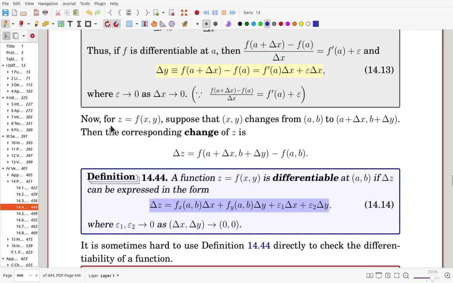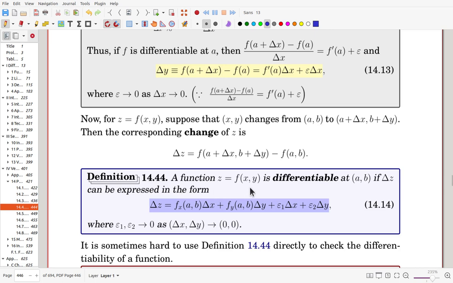Now, for z equals f of x, y, and now x, y changes from (a, b) to (a plus delta x, b plus delta y), then the corresponding change of z is given in this way. The delta z is given here.